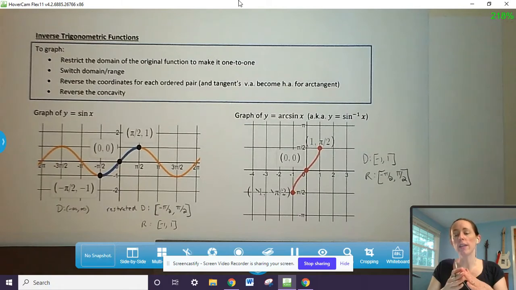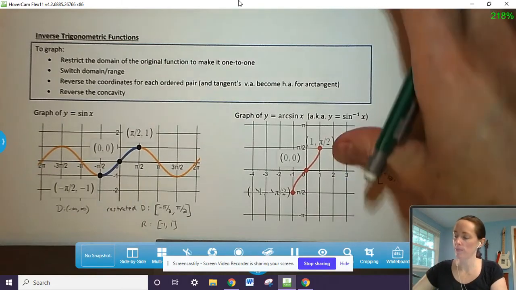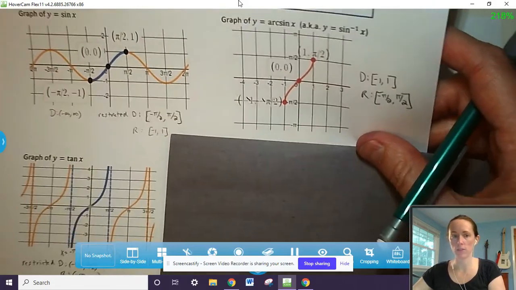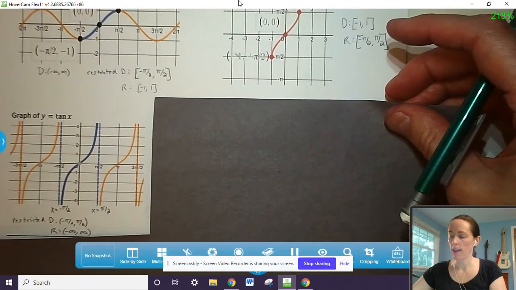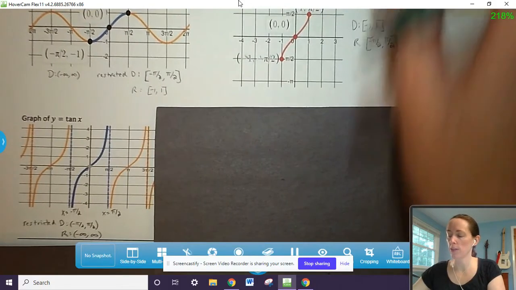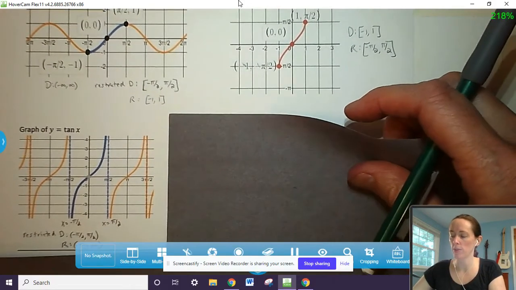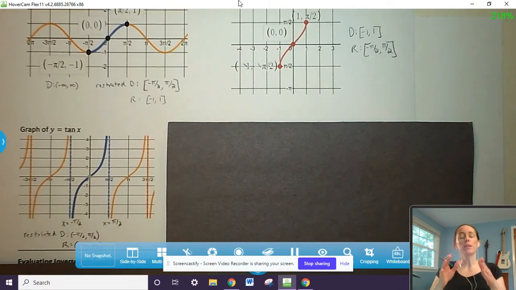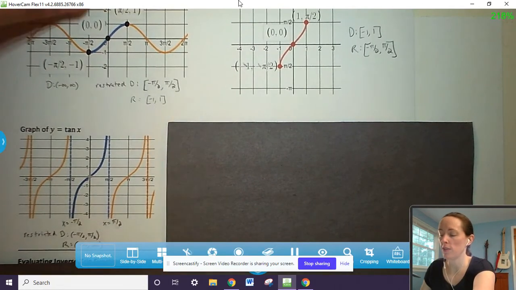Now for cosine, you're going to try that on the practice today, but let's go ahead and review the graph of tangent and inverse tangent. Okay, so the tangent graph is this orange one here. And the domain, it is not one-to-one. If we were to put a horizontal line in here, it would definitely fail the horizontal line test. It hits the graph many, many times. So that blue piece in the middle is the piece we're going to use to find the inverse.